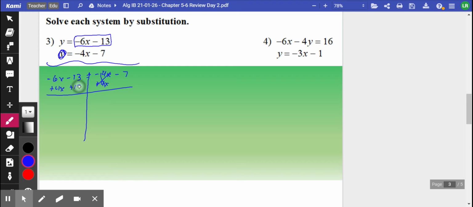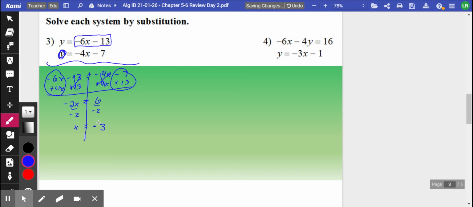Let's add 13 to both sides. That's 0. And we're going to add these up. So I get negative 2x equals 6. Finish him. And I get x equals negative 3.